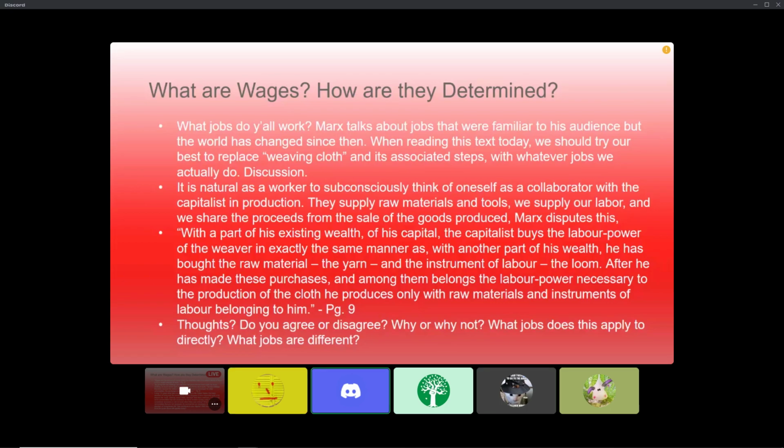And so, what are your thoughts on this quote? Do you understand it? Do you agree, disagree? My thought is that this applies directly to many jobs, but there are jobs that it doesn't. My thought is that Marx really loves talking about linen.